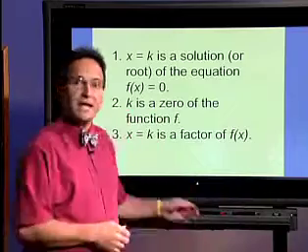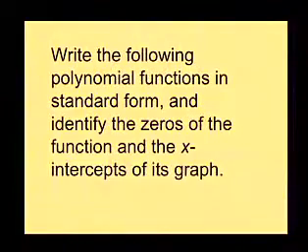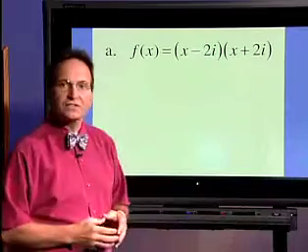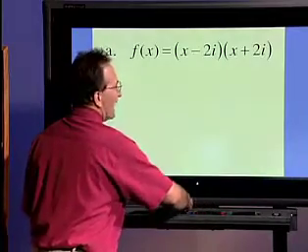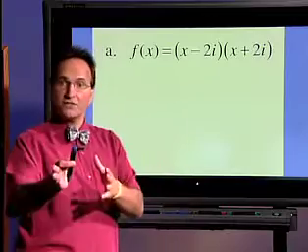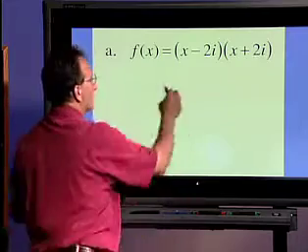Let's work a few examples of this idea. Write the following polynomial function in standard form and identify the zeros of the function and the x-intercepts of its graph. The first one that I want to look at is f of x equals x minus 2i times x plus 2i. To put this in standard form, we need to expand the right-hand side.